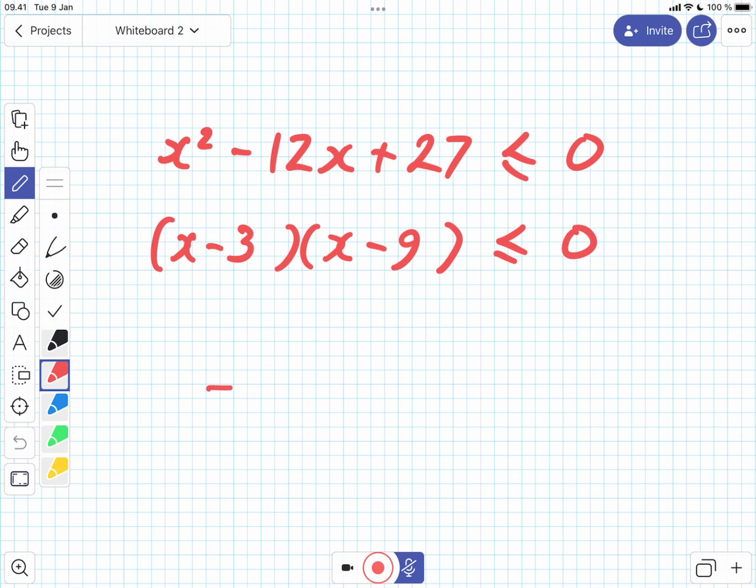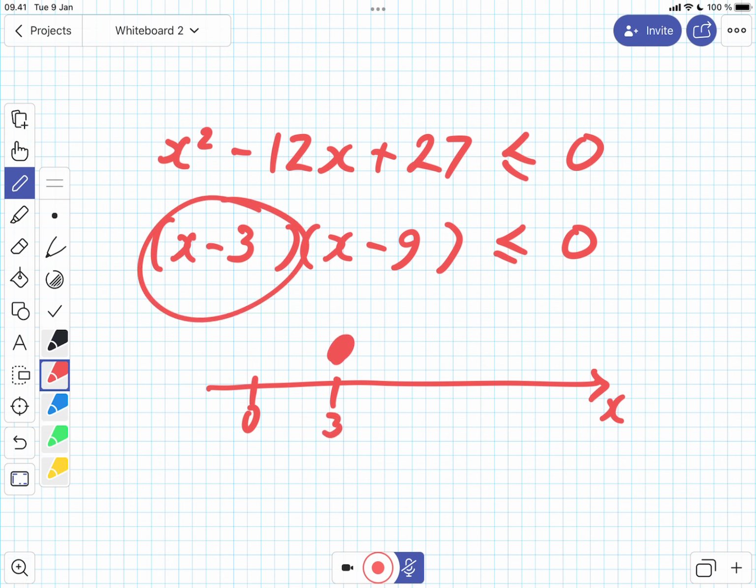So again, let's think about the number line and the numbers that will make it exactly equal to 0. I'm going to stick x equals 0 there. Well, when x is 3, then this bracket will come to 0. When x is 9, this bracket will come to 0. So the whole thing will be 0 at 3 and 9.